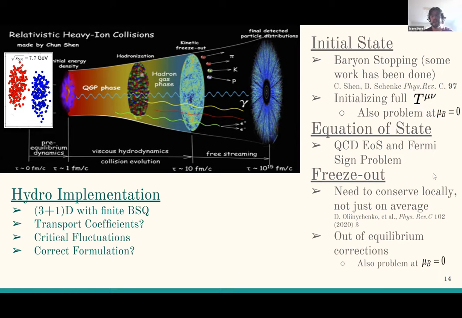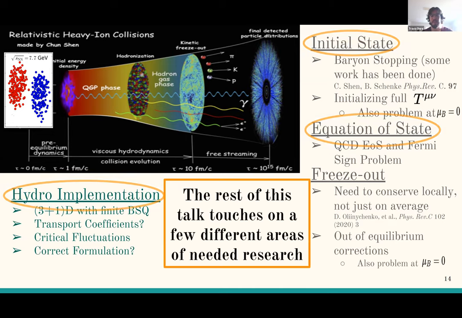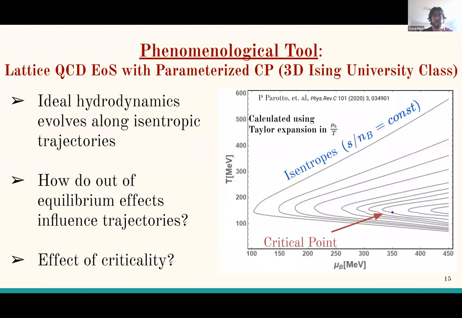So this is only to say that there's a whole list of problems going into the beam energy scan. This work is only going to cover some of them, and I'm only going to touch on a few different areas of needed research here. But there's tons of open questions. So if you have any ideas, please come join us.